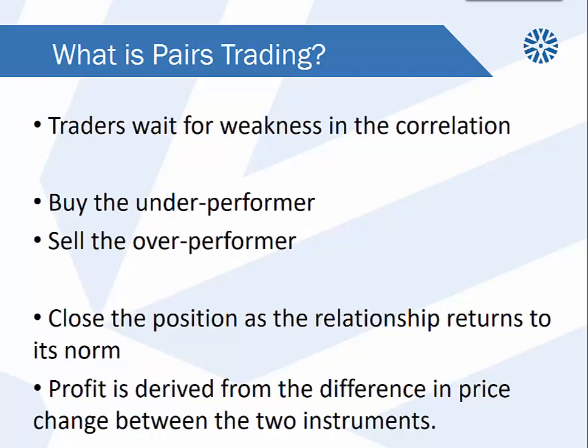When we're looking at pairs trading, what is a trader actually looking for? What are they waiting for? Well, what they're waiting for is a weakness in the correlation. So with two correlated instruments, what we're expecting is that once price starts to move a set number of deviations away from the mean value, that is when pairs traders start to become interested. What they'll be looking to do is buy the underperforming instrument, whether that be a currency, a share, or an index, and sell the overperforming instrument.